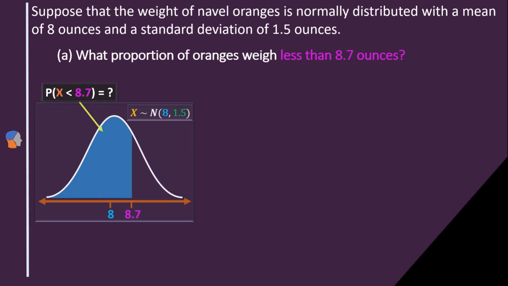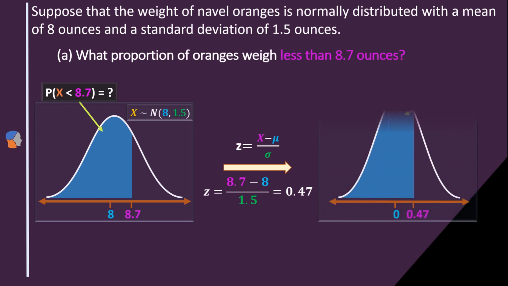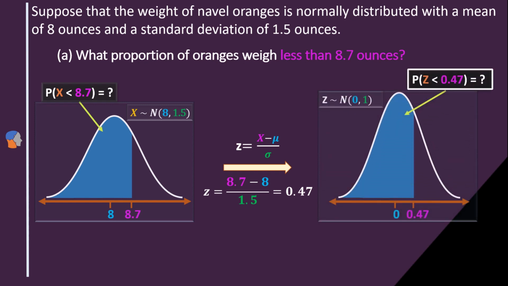Right. What is the first step? To find the probability of x less than 8.7, convert to the z value. That means we need to find the z value of 8.7 using x minus mu over sigma. Here x is 8.7, mu is 8 and sigma is 1.5. Therefore z is 0.47. Now using the standard normal density curve, we can show the area, that is the probability of z less than 0.47.